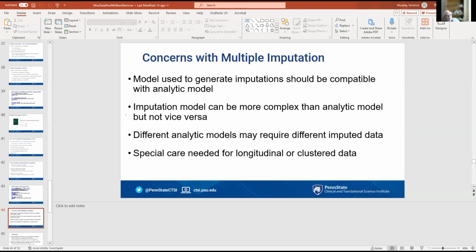Now, concerns with multiple imputation: you want to make sure that the imputation model is at least as complex as your analytic model. Vice versa does not have to be true. Different analytic models may require different imputation. And if you're using longitudinal or clustered data, there are some very nice ways to use it, but we don't have time for that here today.